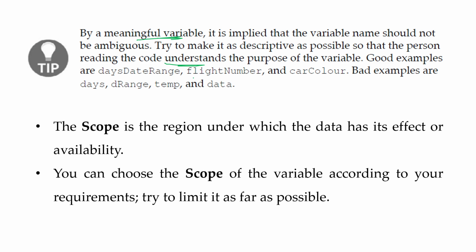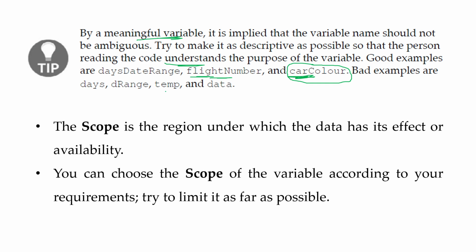Like see here, the author is telling that these are all examples of good names for a variable, like flight number, car color. By looking at this name itself, we can say that, oh, this is a variable which is holding information about the car color, something about the flight number.